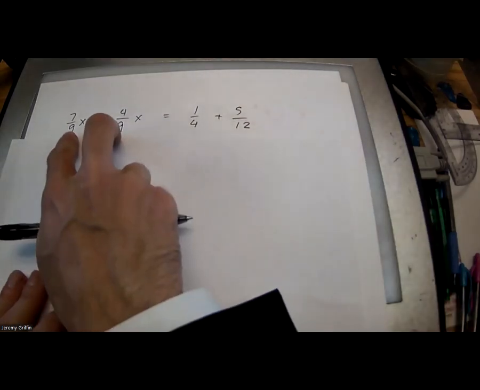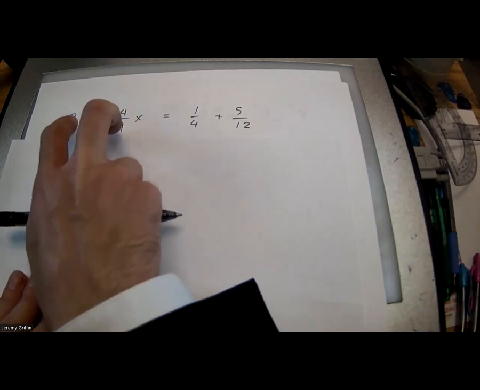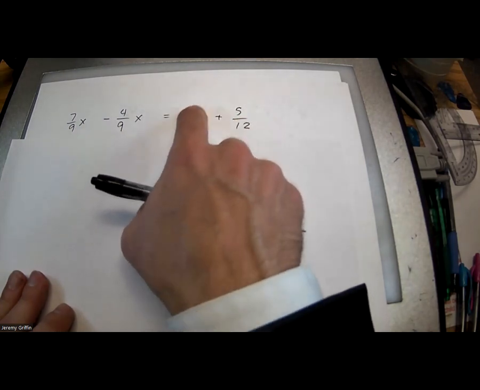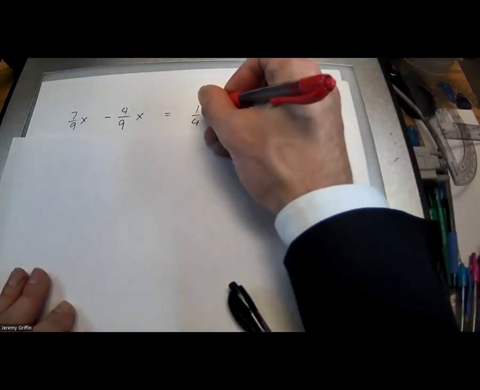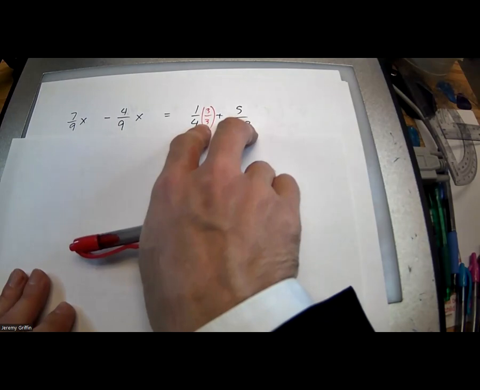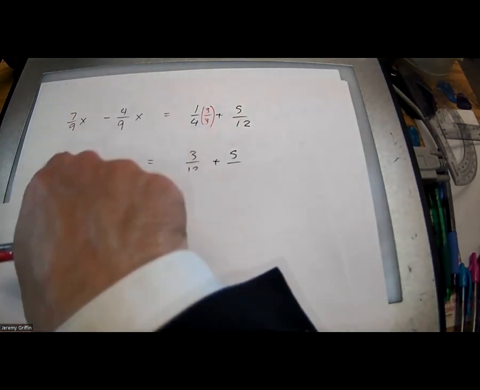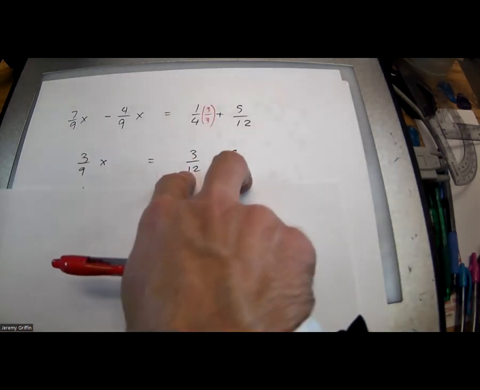Well, one thing I see right away is that there's already a common denominator on the x side, so just tag those together: 7 minus 4. And over here, maybe the common denominator would be 12, so I can multiply this one by 3 over 3 to align those denominators, so they're both 12. That gives me on the left side 7 minus 4 is 3, so 3/9 x, and on the right side, 3/12 plus 5/12.